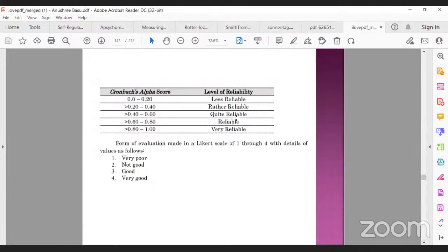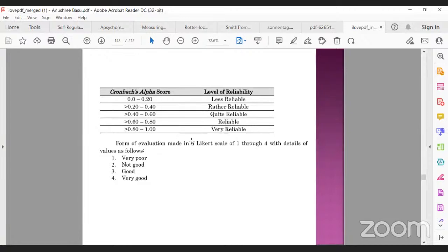So when you calculate Cronbach alpha, we would do it in Excel. There is a level of reliability. If it is between 0.0 to 0.20, it is less reliable; 0.20 to 0.40, rather reliable; 0.40 to 0.60, quite reliable; 0.60 to 0.80, reliable; 0.80 to 1.0, very reliable.